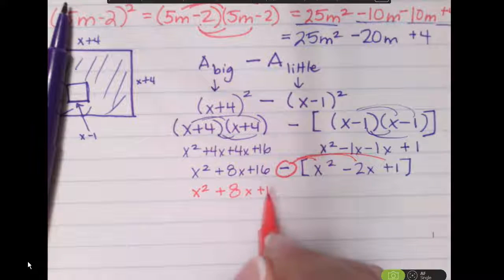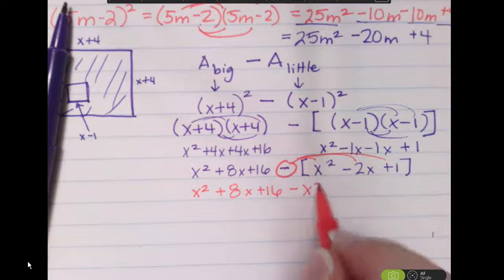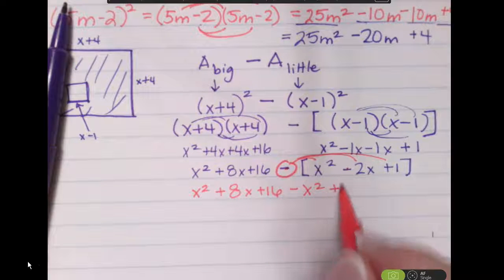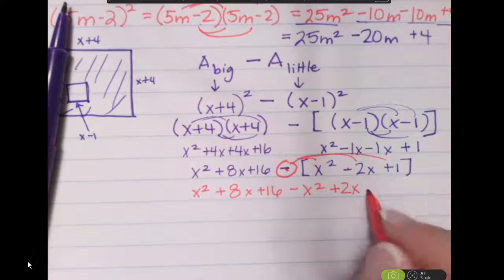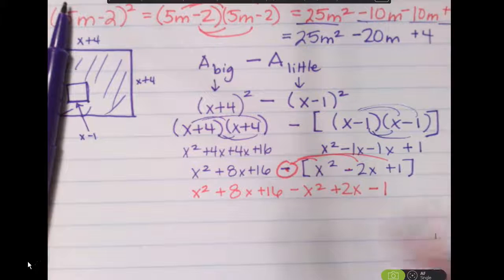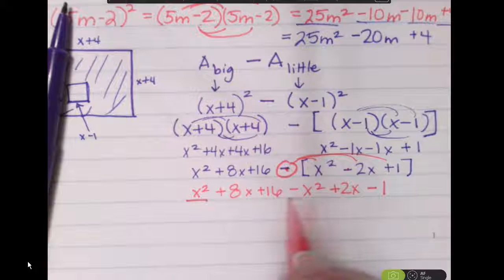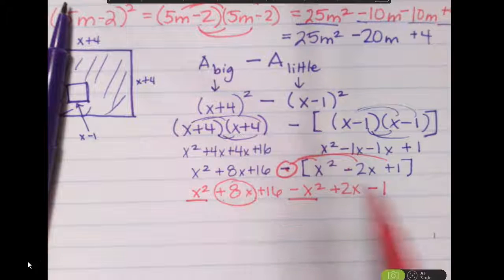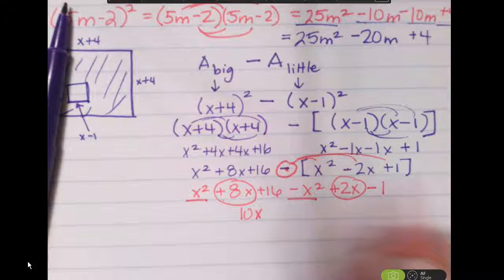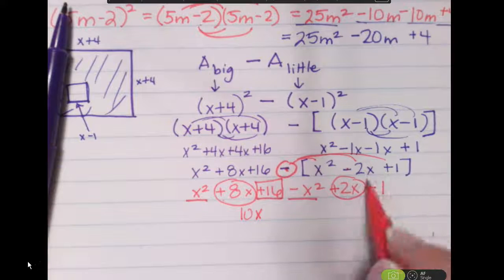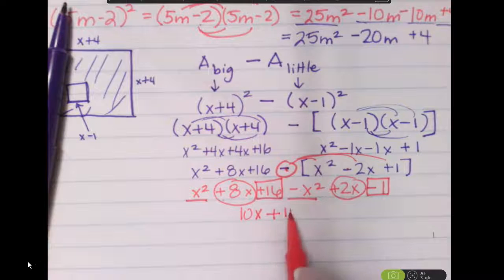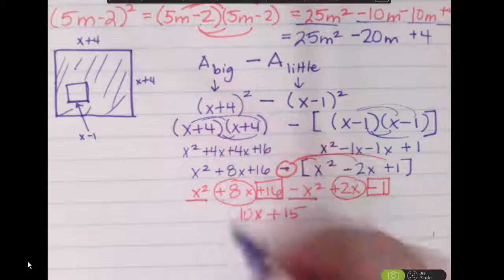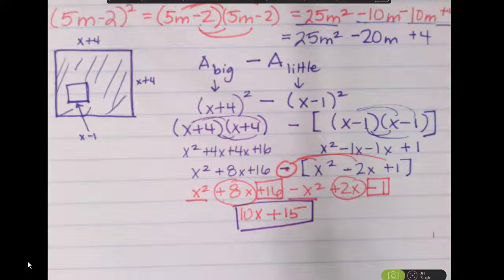So let me rewrite this. Minus x squared minus 2x, which is plus 2x, minus 1. Now I have my expression that I can combine like terms. So x squared minus x squared is 0x squared. 8x plus 2x is 10x. And then 16 minus 1 is plus 15. So that is my final answer for the area of the shaded region. Now we skip to number 25.